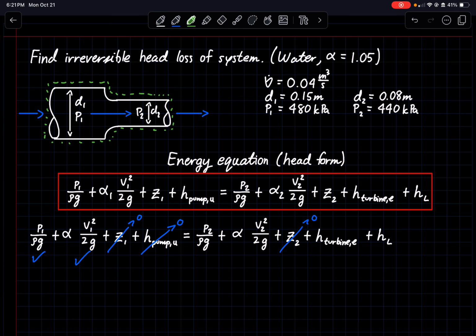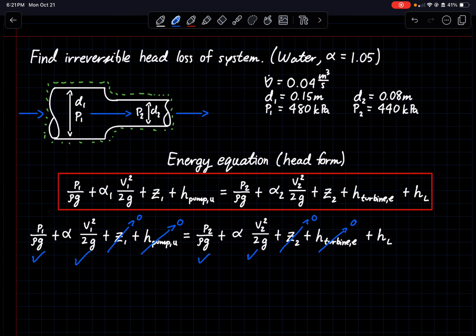So we don't have to worry about atmospheric pressures or anything. We are given our pressures, which is very nice, so we're good there. Same conversation with V2: conservation of mass, we can find that. Alpha, we're given that. Turbine, this is H sub turbine E. We actually do not have a turbine on this system, but it is the extracted energy.